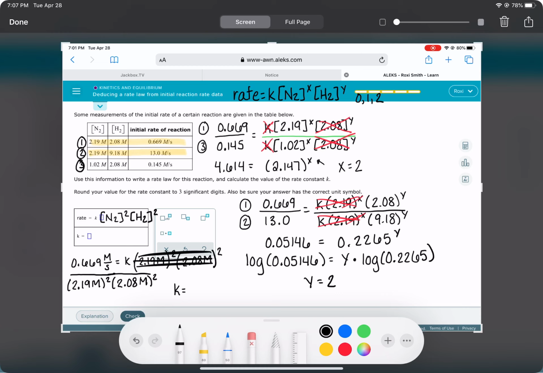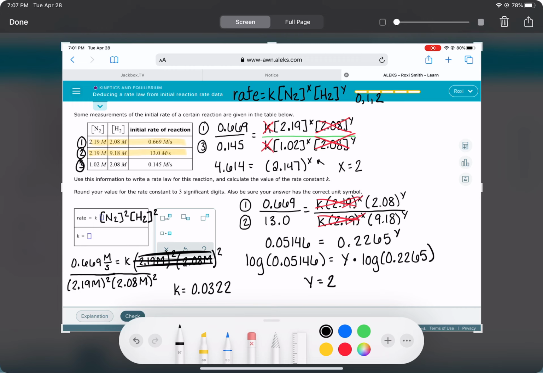First I'm going to do the math, so 0.669 divided by 2.19 squared times 2.08 squared. The number that I'm getting to 3 sig figs is going to be 0.0322. And let's think about what we've got going on here for units.